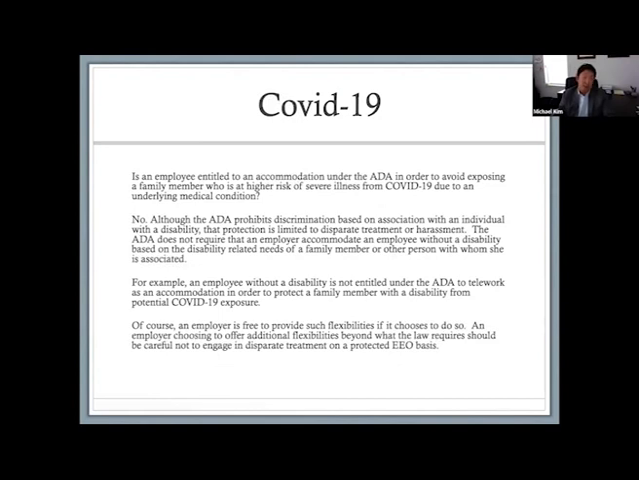And if we go to the next one, one of the questions posed on the EEOC's website is, can I get an accommodation under the ADA if I'm trying to avoid exposing a family member who's at high risk? The answer from the EEOC is no, you can't, because the ADA does not require an employer to accommodate an employee without a disability based upon the disability-related needs of a family member. That's not to say that your employer can't be more flexible with it. So that takes us to the end.